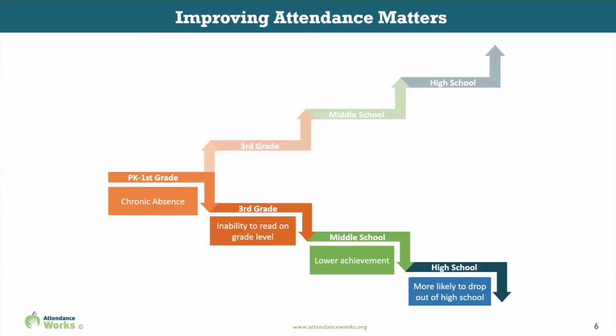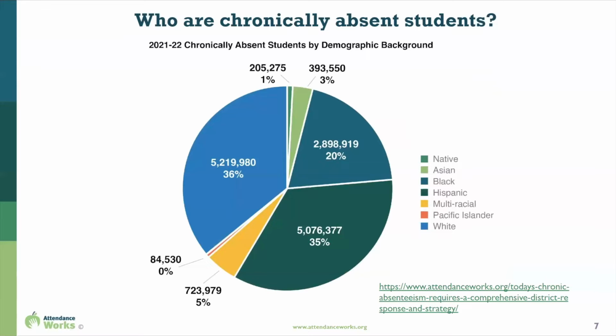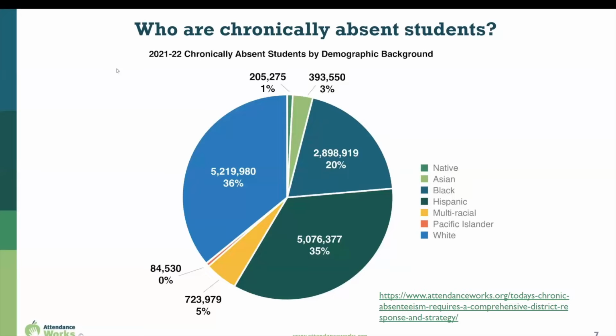What we believe and what we know is that students who attend school regularly in the early grades, pre-K through third, are more likely to be able to read at grade level, which positively impacts academic achievement in middle school. High school students are more likely to graduate and are more likely to persist towards college and graduate. Our next slide shows the ethnic disaggregation of about 14.6 million chronically absent students nationwide. Every ethnic group is affected.